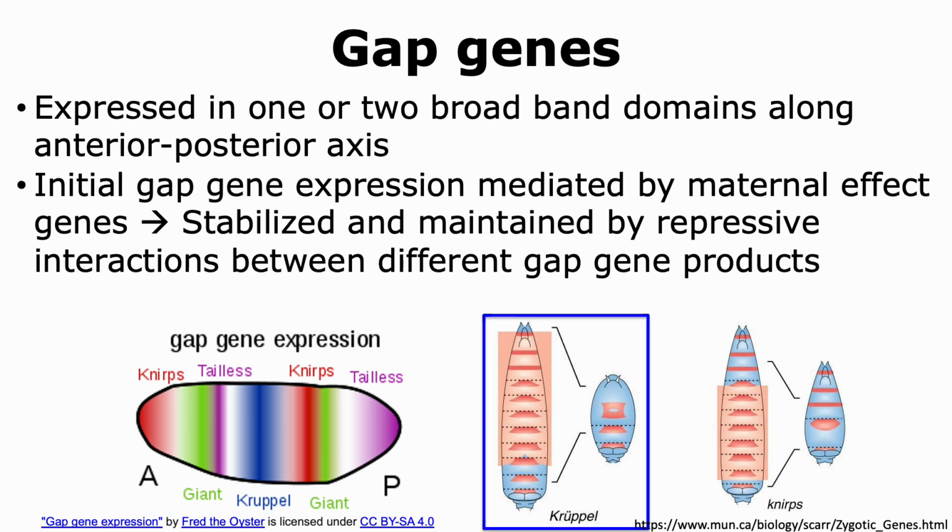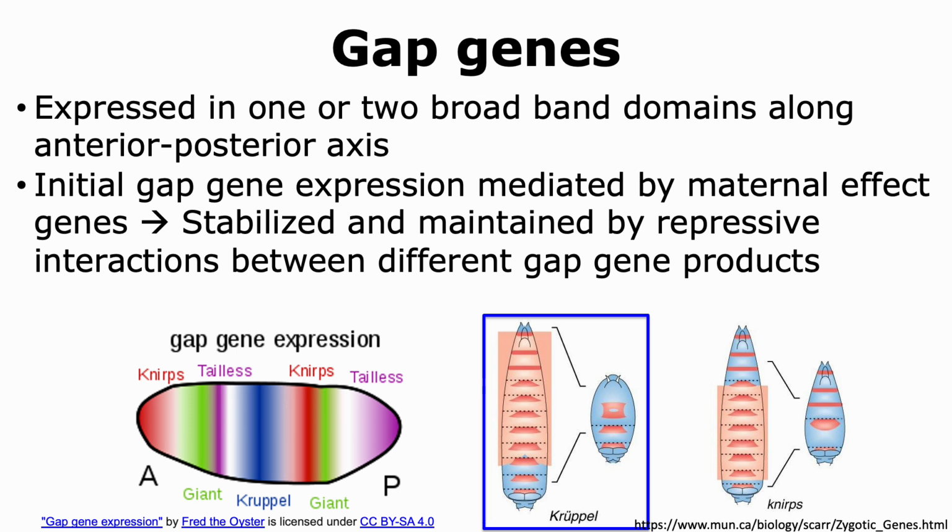Now, when it comes to the initial gap gene expression, it is actually mediated by the maternal effect genes, but their expression is stabilized and maintained by repressive interactions between different gap gene products. Now, if we have a mutation in any of the gap genes, we actually see gaps in the development. And that is why this class of genes were called gap genes.